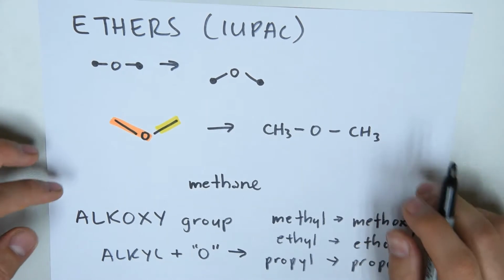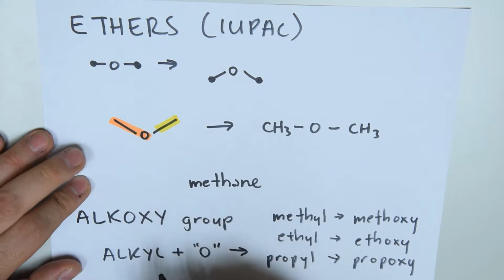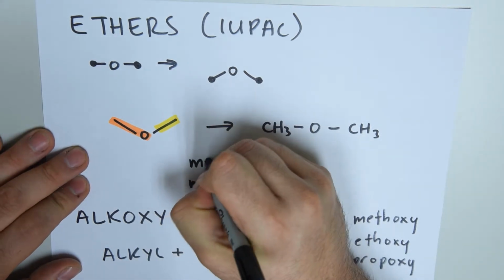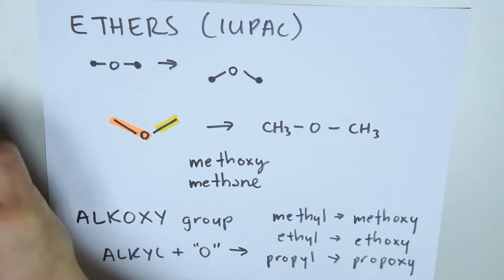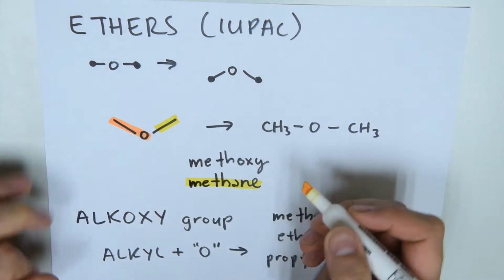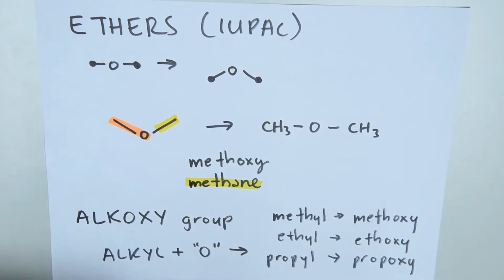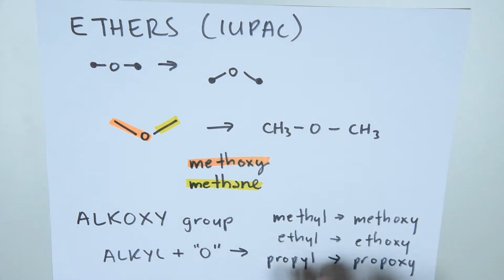Now that we know the name of this orange structure attached to our main methane chain is called methoxy. So here we have methoxy, which is a substituent that's being added to the main chain, which is methane. And that's how we do an IUPAC name for this chain.